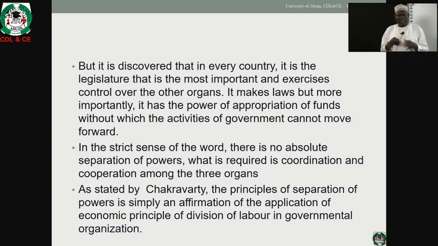That is how Chakravarti, for example, sees the principle of separation of power. Every organ has its own role to play and its own responsibility as enshrined in the constitution. But at the same time, it will not be fair, and you will not be able to understand the workings of government if you look at it only in that light. The most important thing here is to look at it as an organic union where the three arms work together, in harmony and in support of each other.